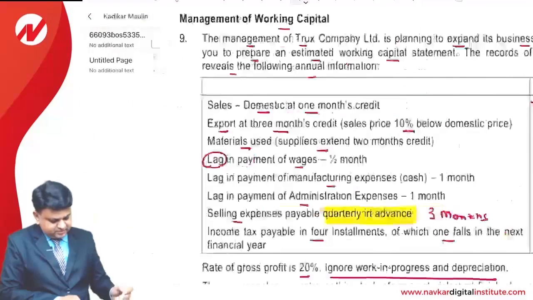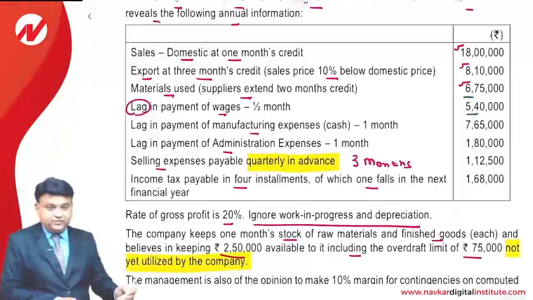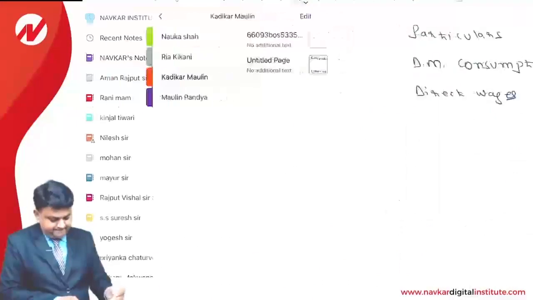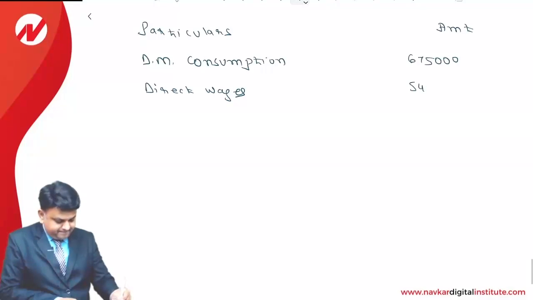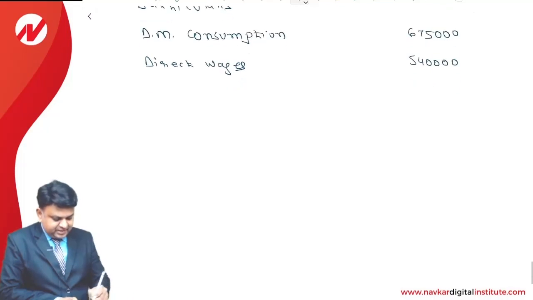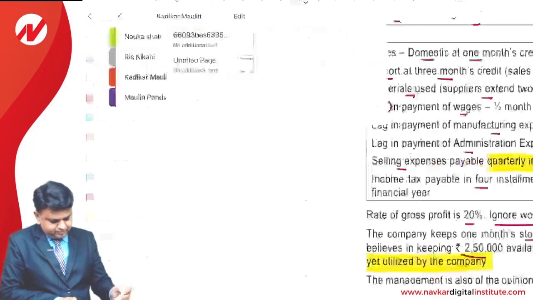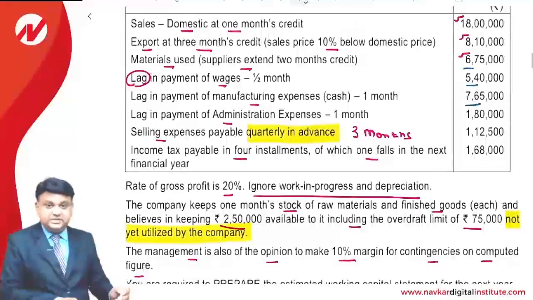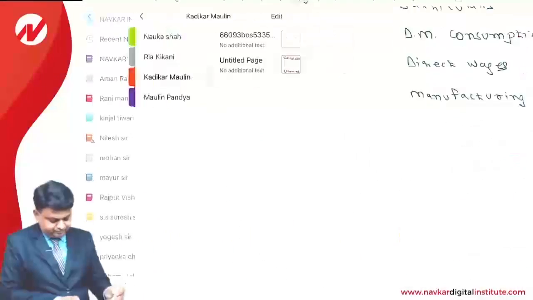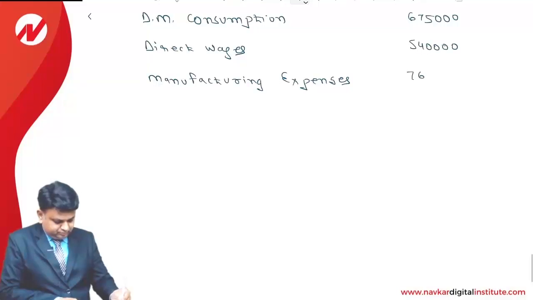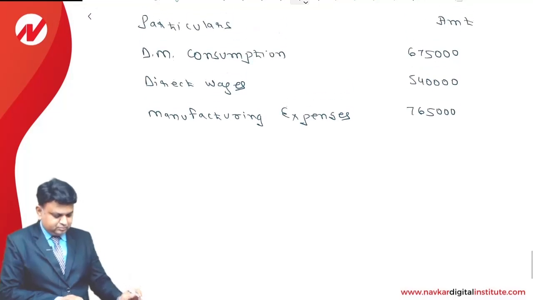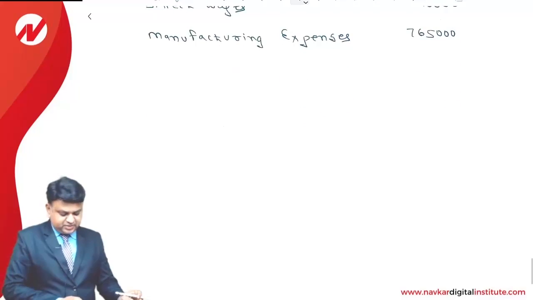Next is direct wages, an amount of rupees 5,40,000. Next is manufacturing expenses. It is an amount of 7,65,000. Next is the administration expenses.